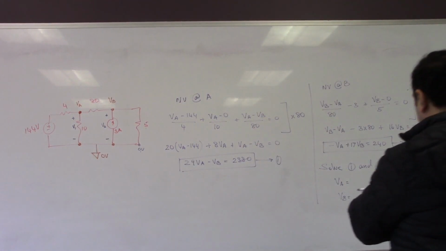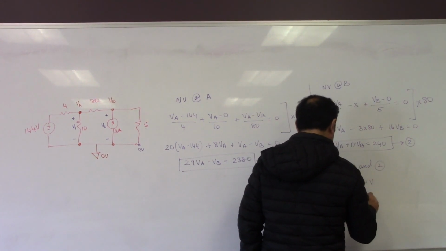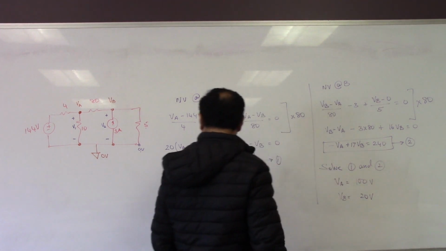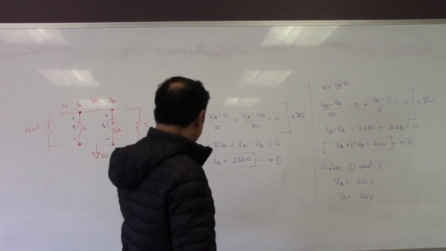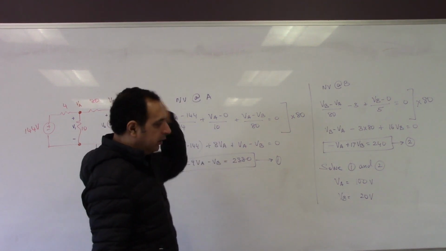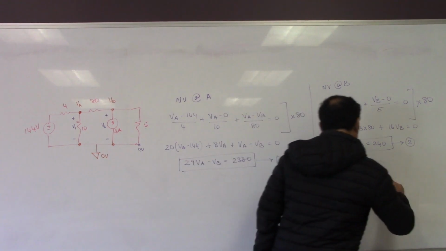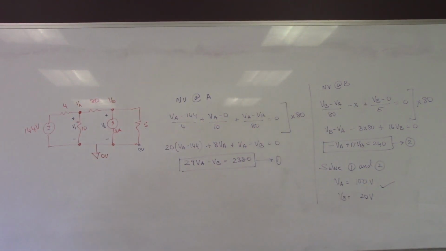VA is 100 and VB is 20. Correct. So if you put it here, 2900 minus 20 will be 2880. Okay, correct. Now that we know these two values, VA and VB, we need to find the required voltages.